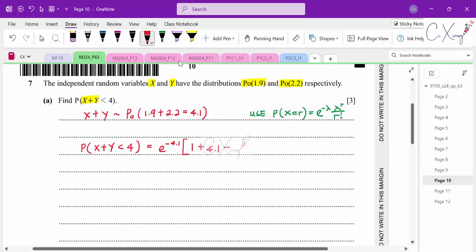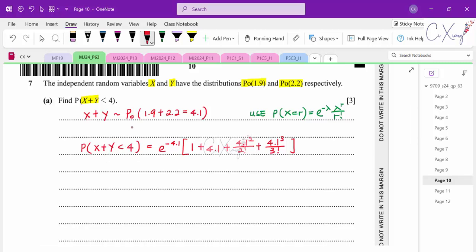Okay, then x plus y equals 2, so you have x, lambda power 2 divided by 2 factorial. X plus y equals 3, you have lambda power 3 divided by 3 factorial, and you should stop here, because in our calculation they are not asking for equals to 4. Smaller than 4 means not including the 4. So that's how you set up the question.